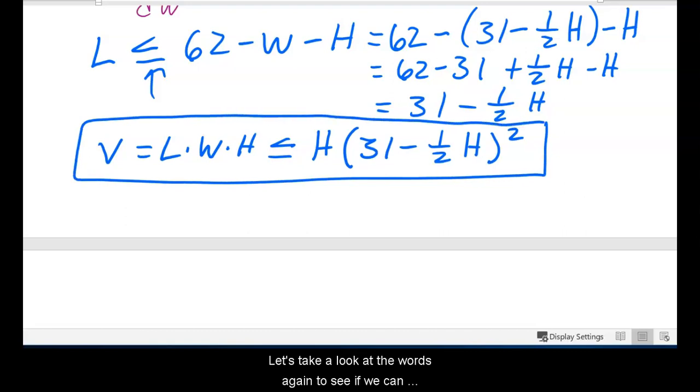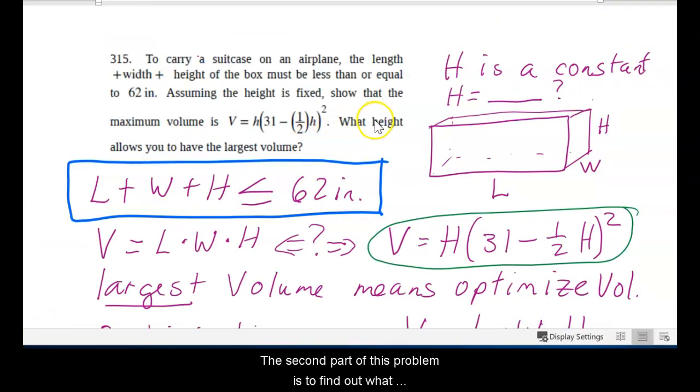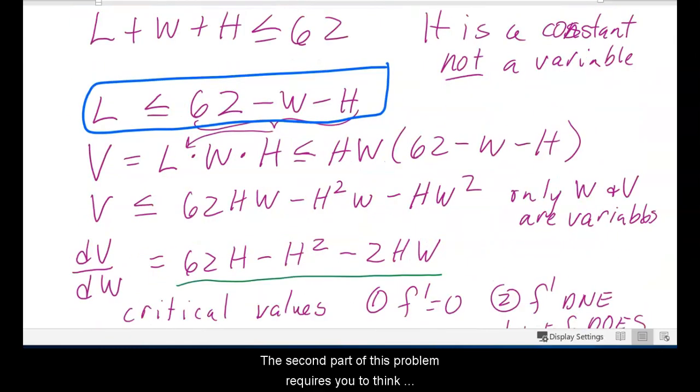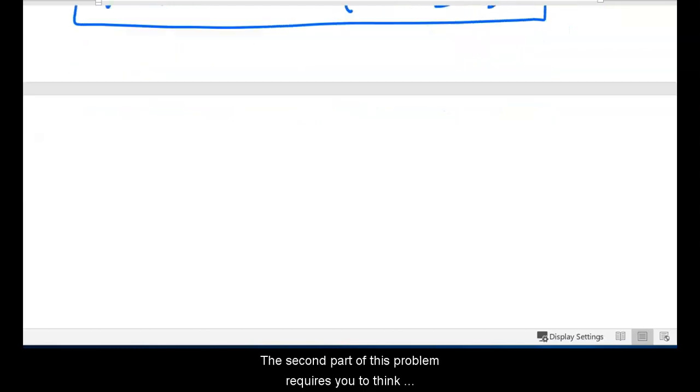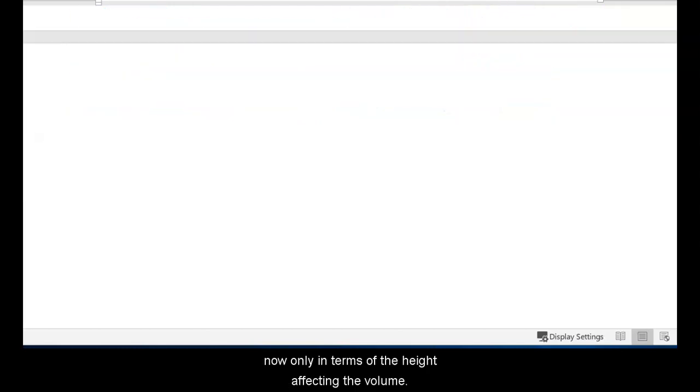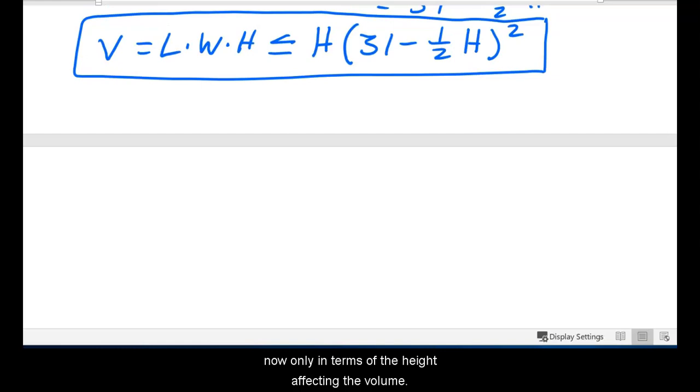Let's take a look at the words again to see if we can remember what the second part was. The second part of this problem is to find out what height allows you to have that largest volume. In other words, now that we have written our volume in terms of only the height, we will ignore the length and the width and think of only the height now as a variable, but not as a constant. The second part of this problem requires you to think now only in terms of the height affecting the volume.